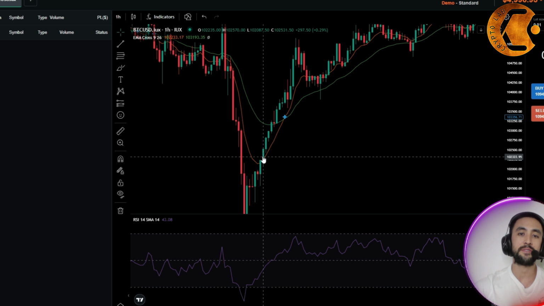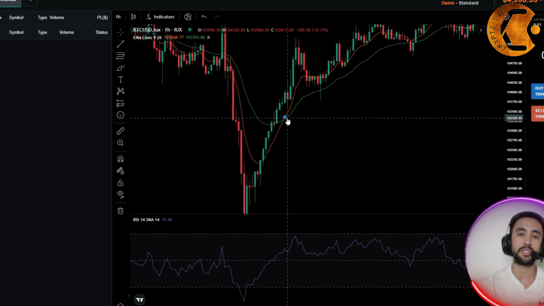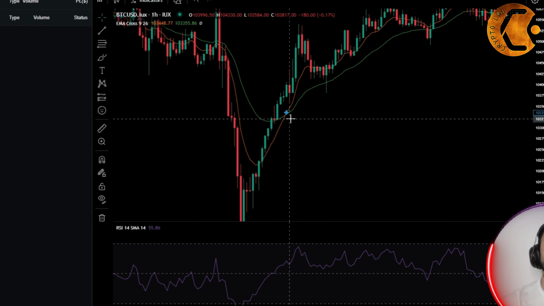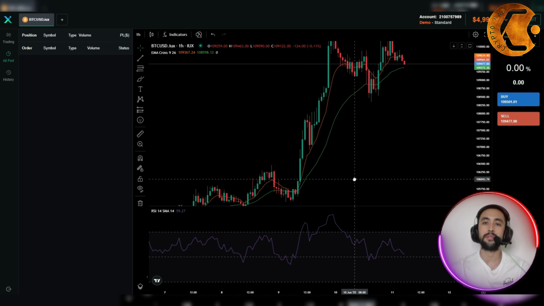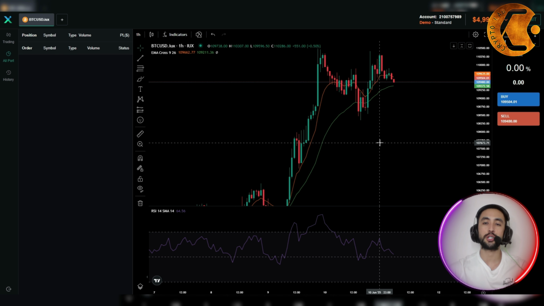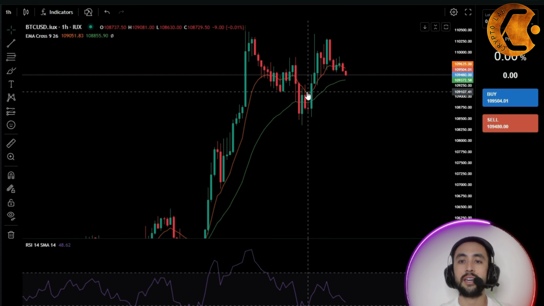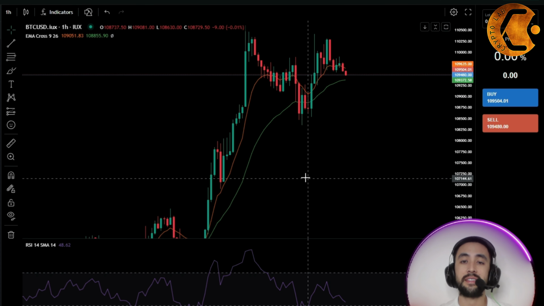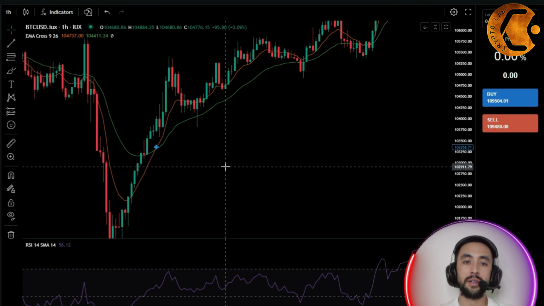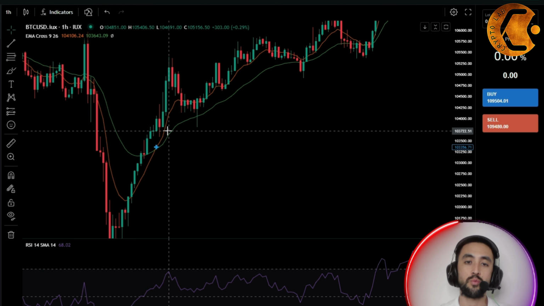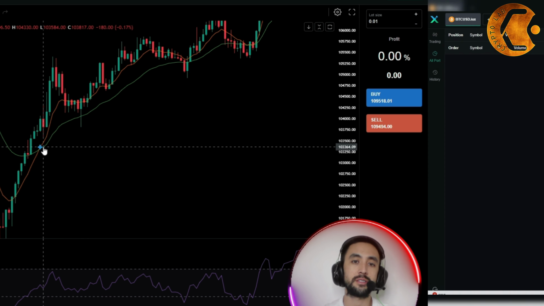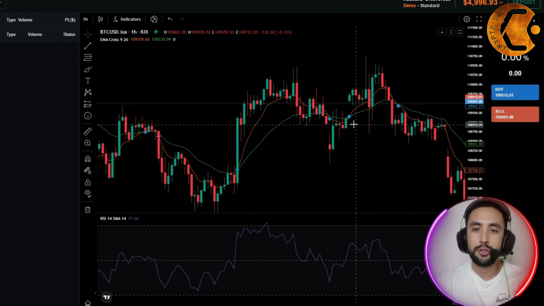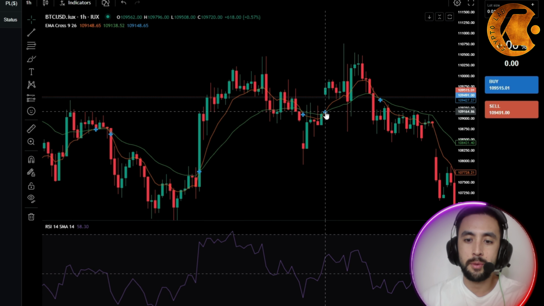You have got the fast EMA crossing over the slow EMA, so that is potentially a bullish signal. And also the other way as well, folks. So for instance, if the slow EMA, the green one, crossed over the red, that would be a bearish signal based on the EMA cross.